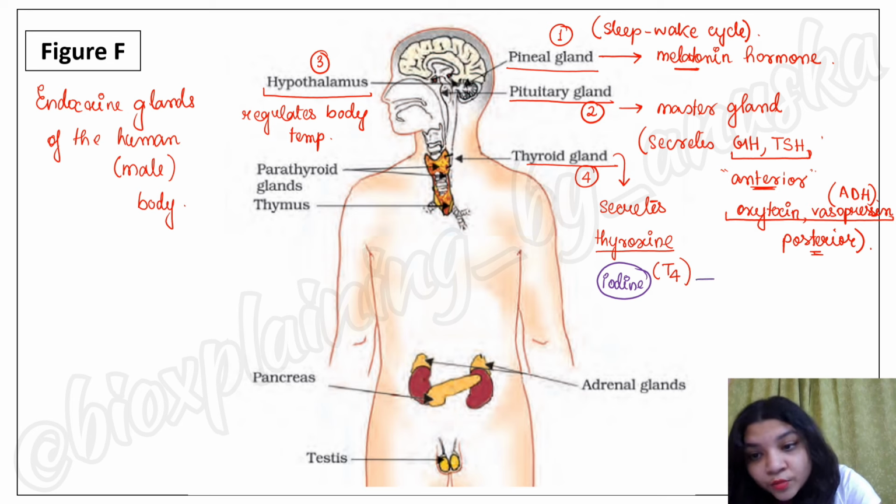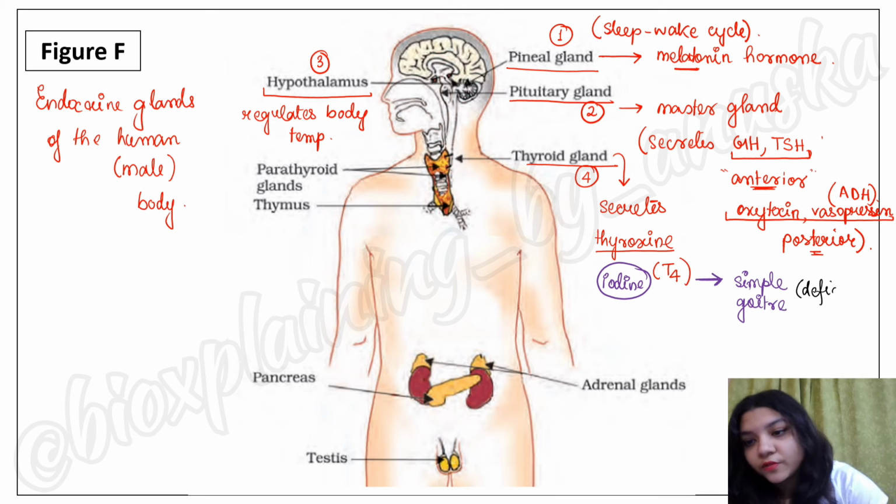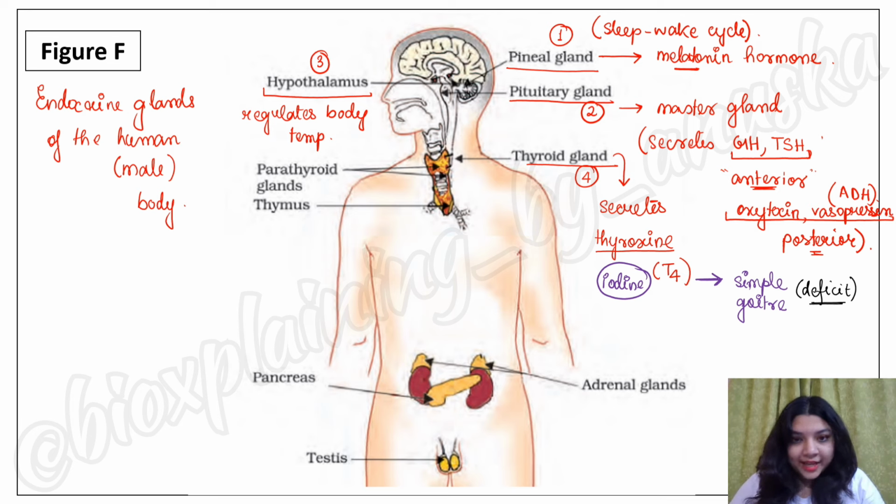And if this hormone or iodine is present in deficit, then it leads to the disease that is called simple goiter. Okay, so simple goiter is the disease that is produced in case of the deficit of this hormone. Theek hai? What comes next?